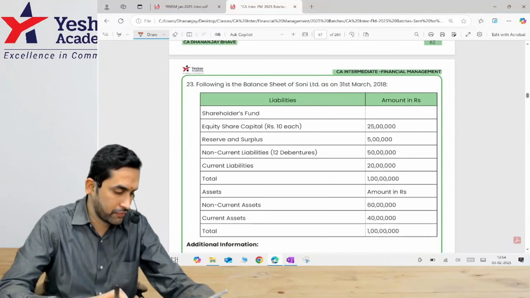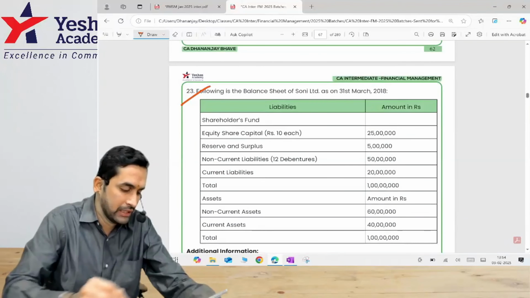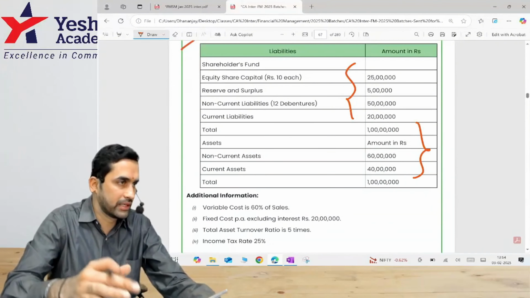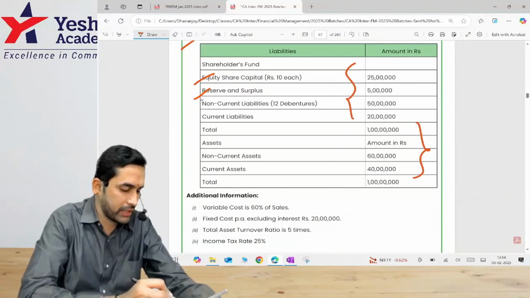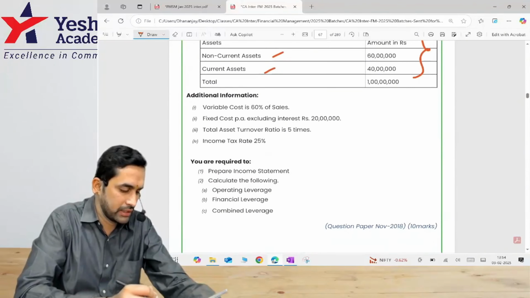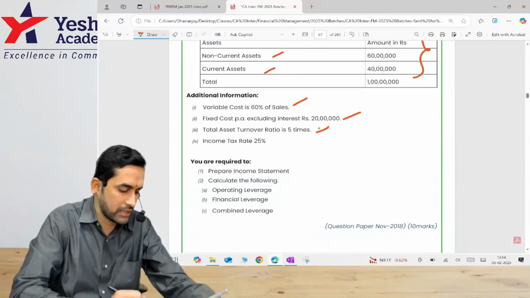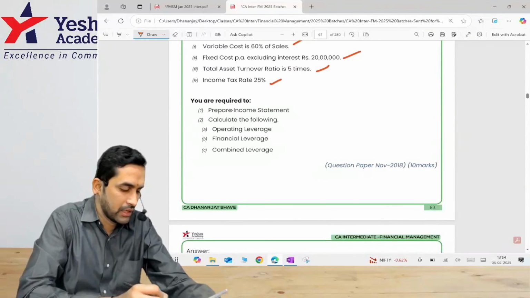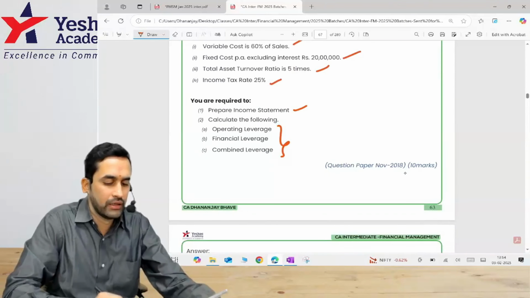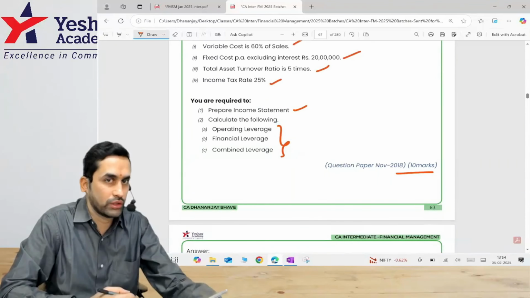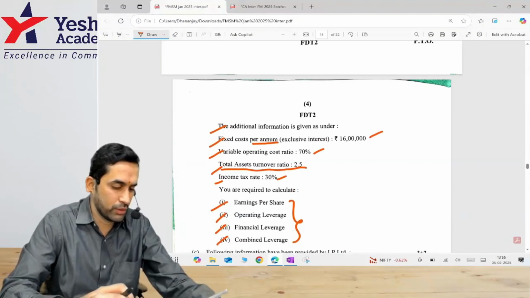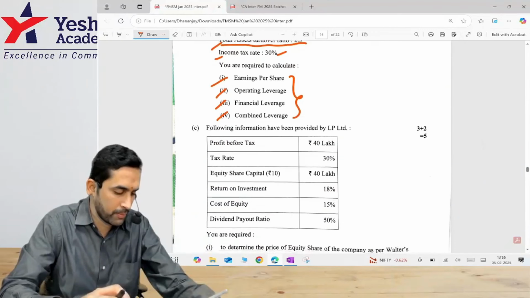See this itself, page number 63. Now balance sheet, just the T format is not used, otherwise it is same way: equity, reserve, debenture and current liability, non-current and current. See this: variable cost, fixed cost, asset turnover, income tax. And prepare income statement to find out DOL, DFL and DCL. Had come already once in question paper, we did once, and then almost same or similar question has been asked.